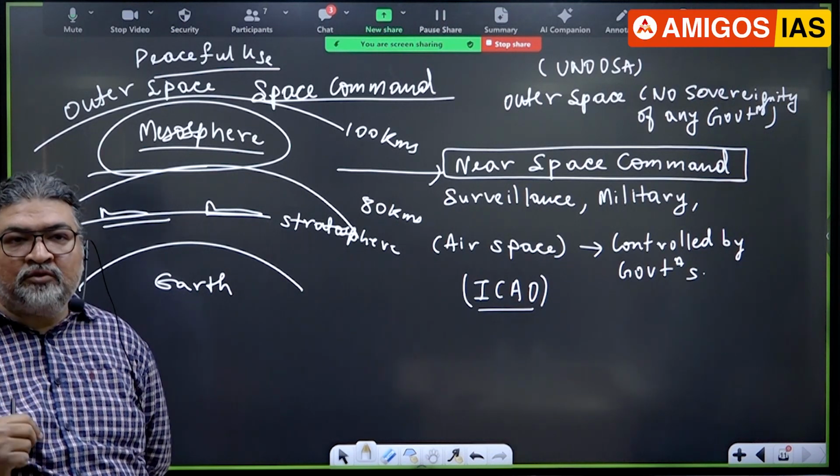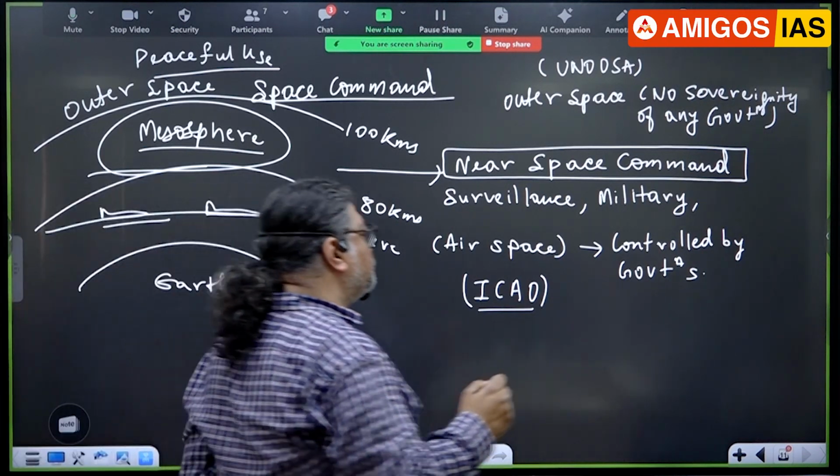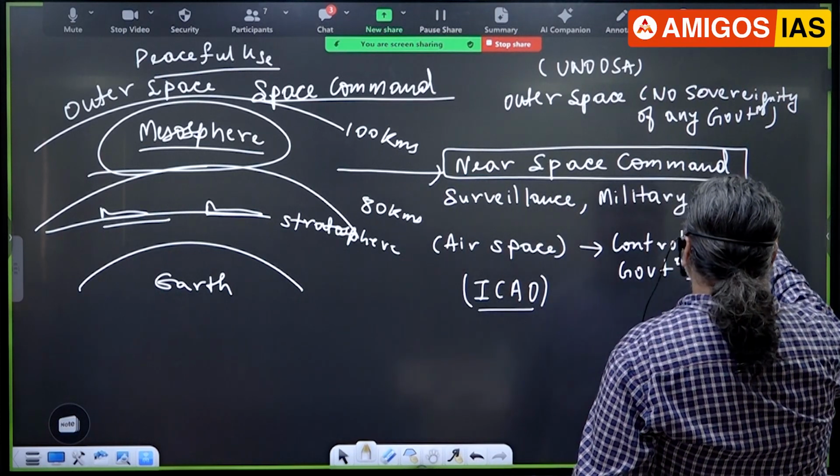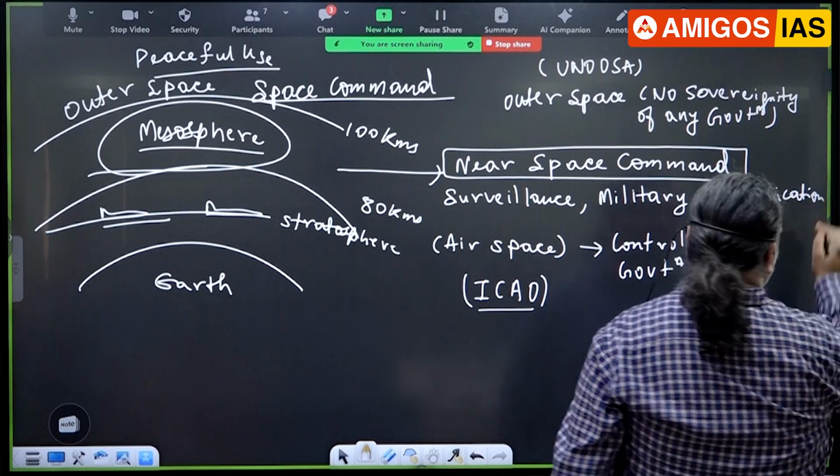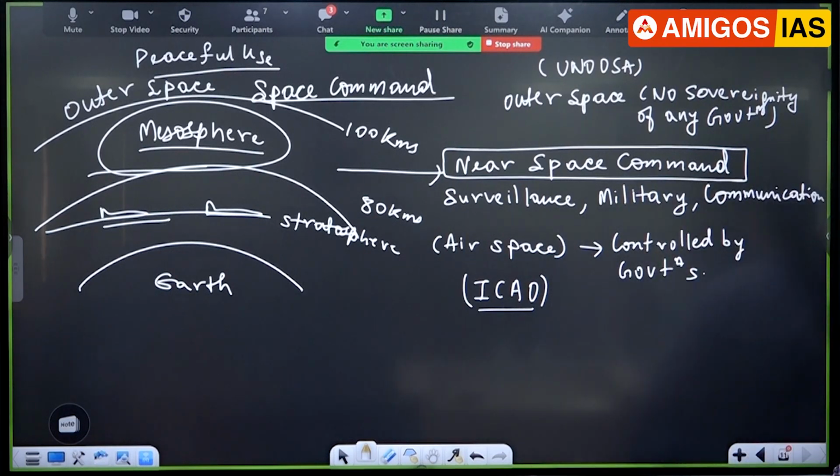Now one more application could be communication. Communication system. In future, China will develop a communication network using the mesosphere. That could be another part of China's development. Clear here, right? So I'll just move to the next topic so that I'm able to cover most topics. All right.